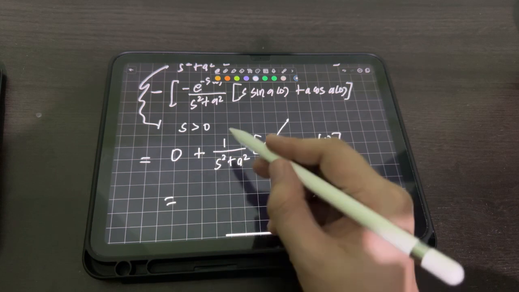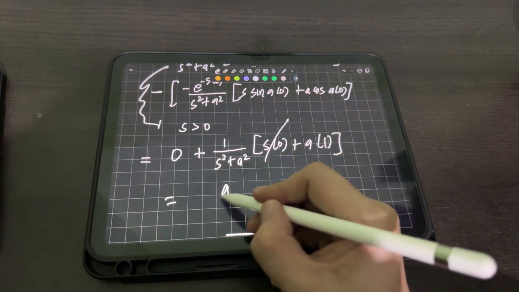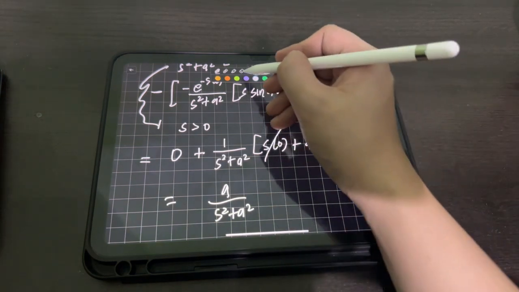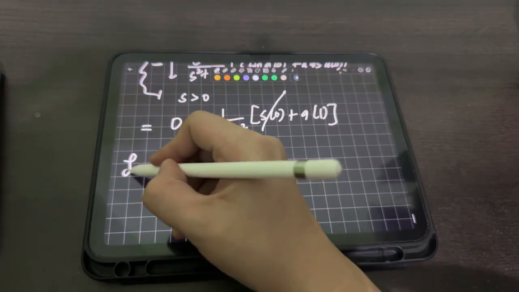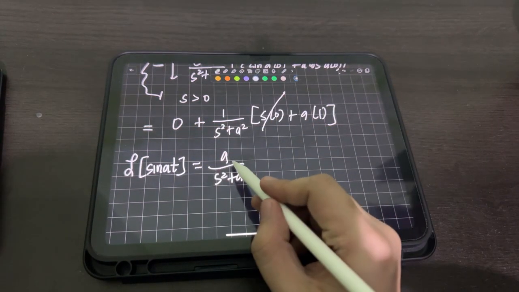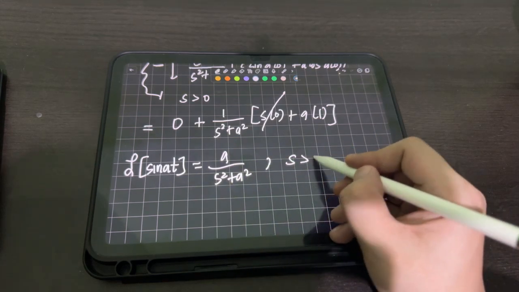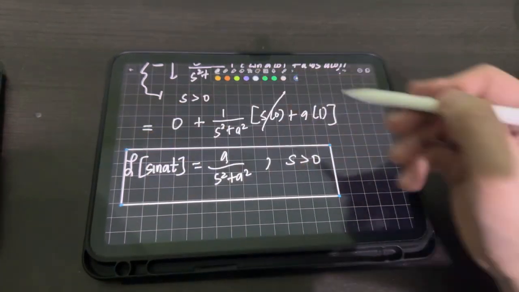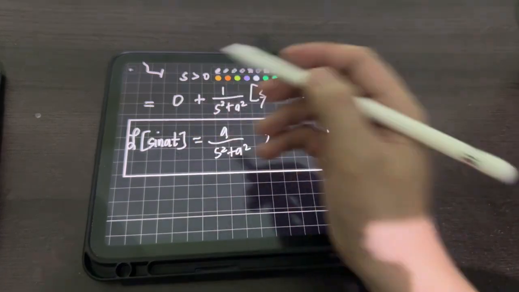So 0 plus 1 over s squared plus a squared times a is just a over s squared plus a squared, right? So therefore, this is the Laplace transform. The Laplace transform of sine at is equal to a over s squared plus a squared, provided that s is greater than 0. So another standard Laplace transform formula. Okay, so you must memorize this one.